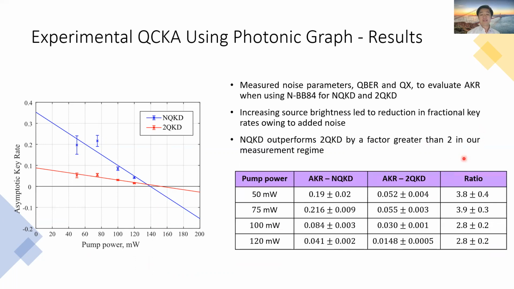To compare this quantitatively, we can calculate the ratios of the asymptotic key rates for each case. And we find that the NQKD protocol outperforms the 2QKD protocol by a factor larger than 2 in all cases. We do suspect that some of the larger values here are due to how the noise is distributed in the graph, which can lead to slightly worse performance for the 2QKD. This is something that we will wish to assess more carefully in the future.